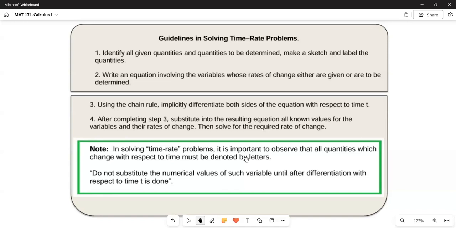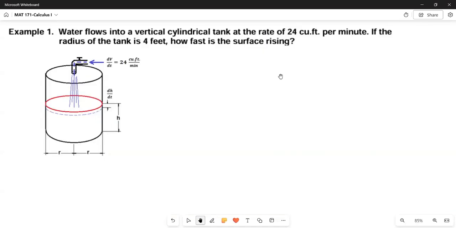Okay, so para maintindihan natin ng malinaw yung mga sinasabi natin dito concepts and guidelines, let's proceed to our example. Okay, we have here first example, example number 1. The water flows into a vertical cylindrical tank at the rate of 24 cubic feet per minute. If the radius of the tank is 4 feet, how fast is the surface rising?